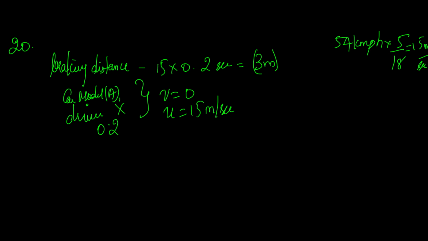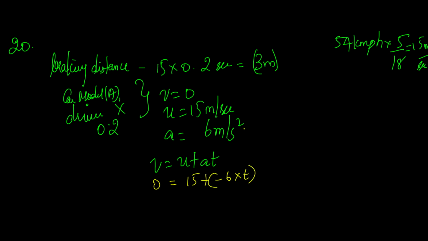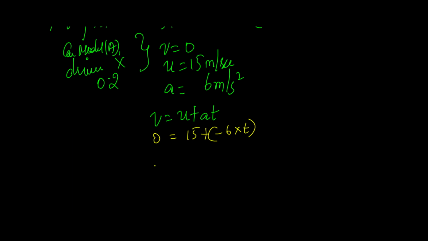They are asking us for braking distance. Deceleration A is 6 meter per second square. First of all we are going to calculate the time. V equal to U plus AT. V is 0, U is 15, A is minus 6, into T. So minus 6T is minus 15, so T is 15 by 6, 2.5 seconds. This is the time taken to stop.